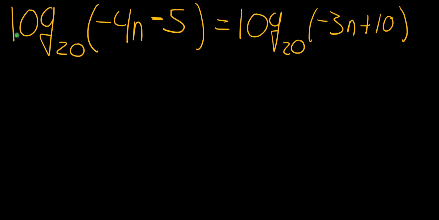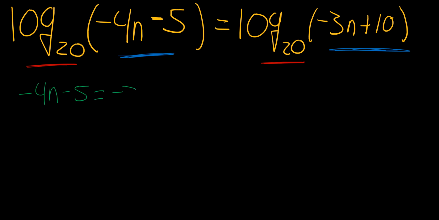So in this example, we have log base 20 of negative 4n minus 5 equals log base 20 of negative 3n plus 10. Because they have the same base, we can set our two terms, negative 4n minus 5 and negative 3n plus 10, equal to each other. So let's do that. We have negative 4n minus 5 equals negative 3n plus 10.